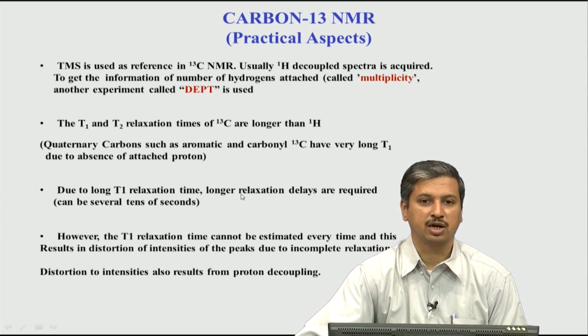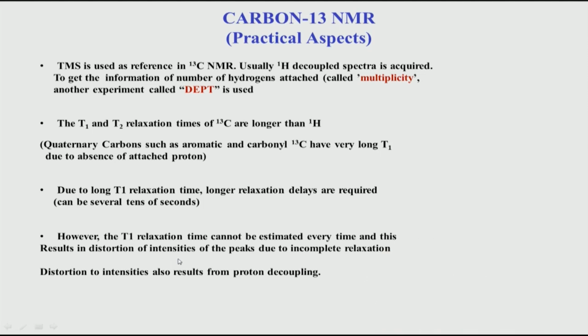Now, what is the consequence of that? The consequence is that for those carbons where the T1 relaxation is very long, we are not using the correct relaxation delay, and because of that the intensity of those peaks will get distorted. Distorted means they will no longer be the correct intensity. And why is it so? Remember, it depends on the relaxation delay, on the recovery of the magnetization. If I do not recover the magnetization completely, my signal intensity is lost. So, let me again show you this with a picture.